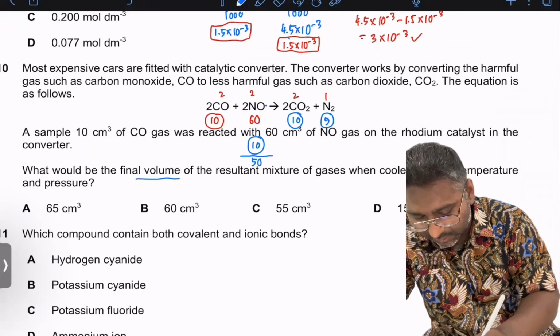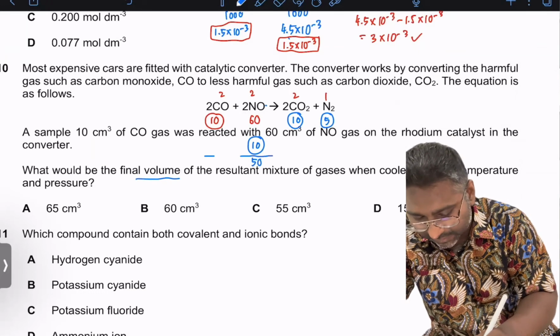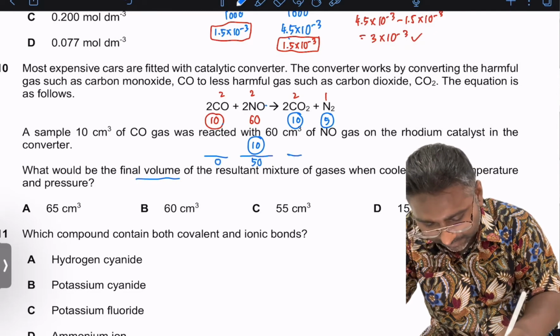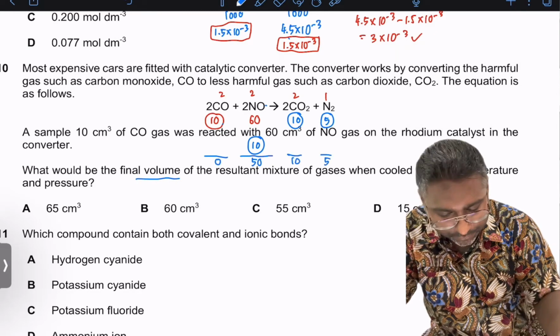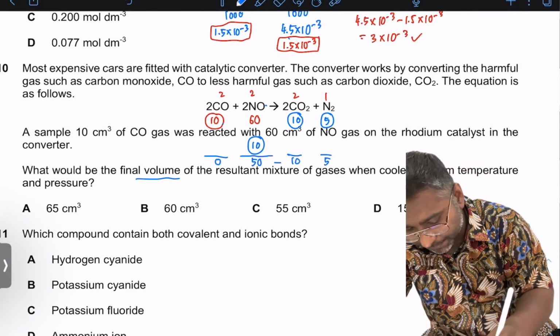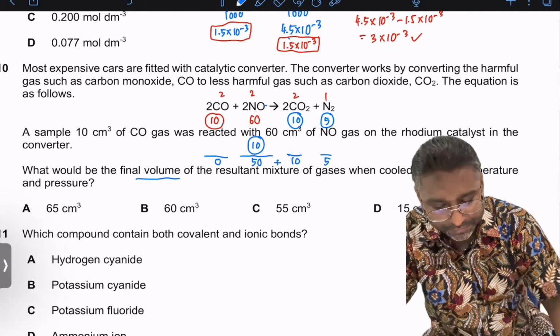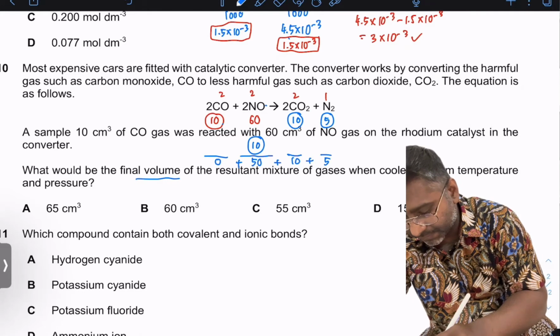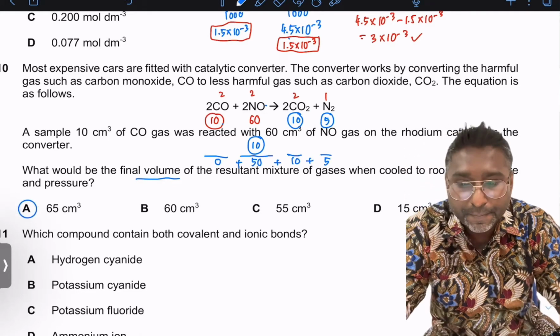Of course, after reacting, there's nothing, CO is nothing. So left with this 10, left with this 5. So what you need to do, you just need to add 50 plus 10 plus 5, you will get total 65. Okay, so the answer is A.